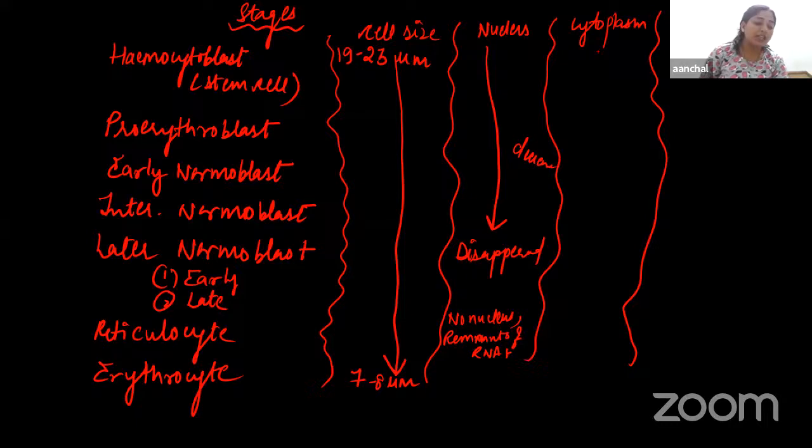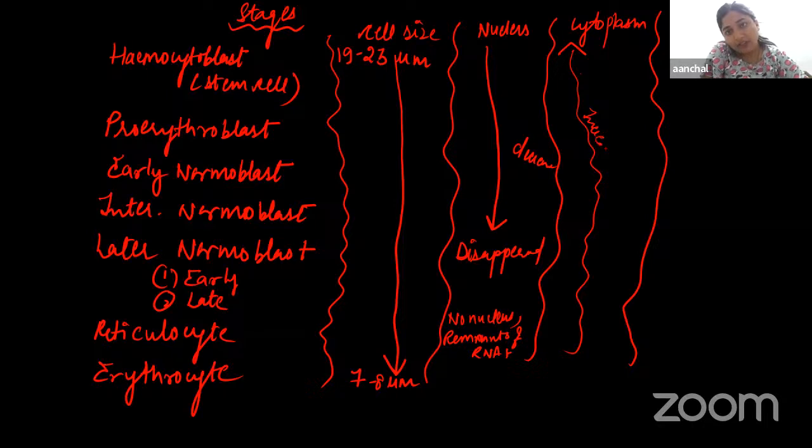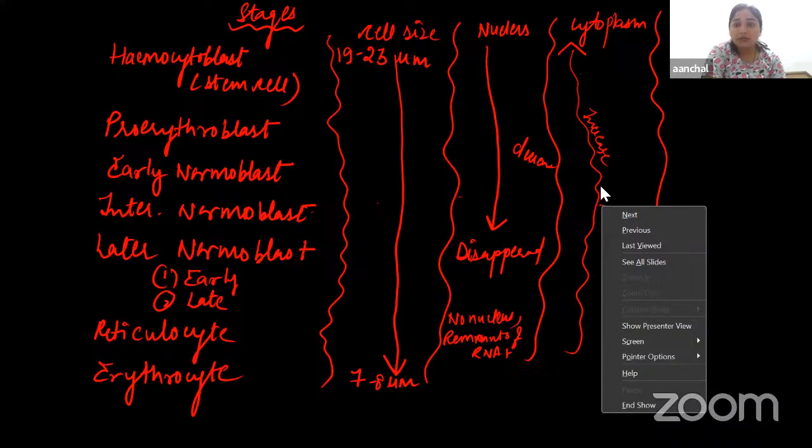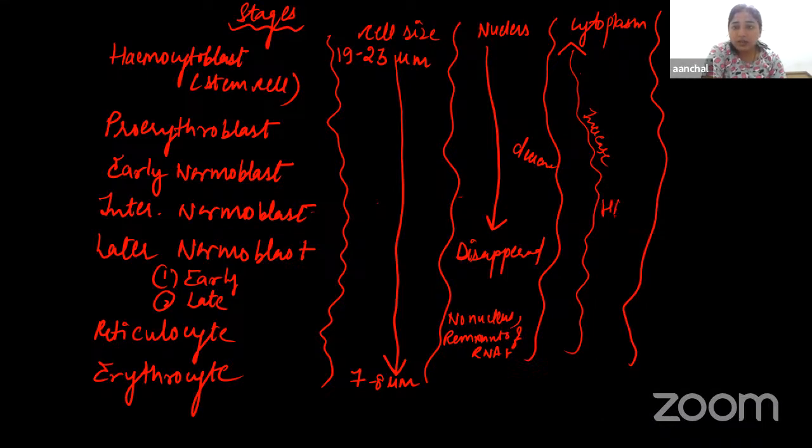Okay, now what about the cytoplasm? As the size of the nucleus decreases, the size of the cytoplasm will increase. One thing also happens: there will be a sudden appearance of hemoglobin. As we know, in the mother cell, the stem cell, hemoglobin is not present, but there will be a sudden appearance of hemoglobin at which stage? At the intermediate normoblast. So hemoglobin appears at the intermediate normoblast.